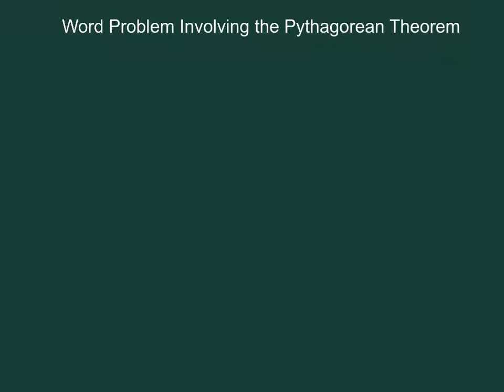Alright, so this word problem that you're going to deal with deals with the Pythagorean theorem. So let's just go over some brief notes on the Pythagorean theorem. First off, the Pythagorean theorem must always have a right triangle involved with it. That means a 90-degree angle.